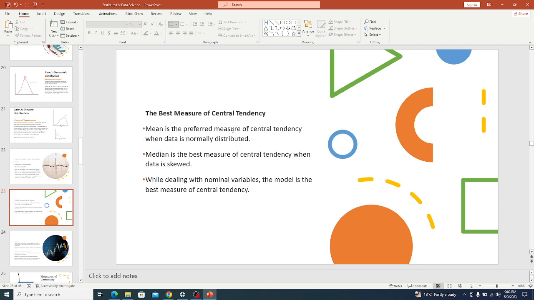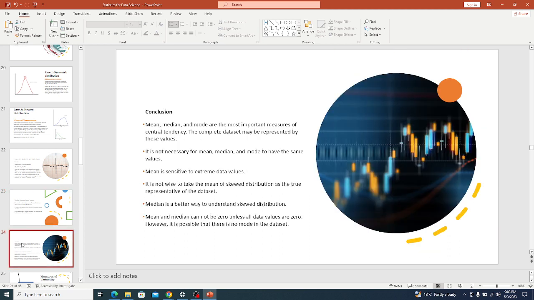Now, the best measure of central tendency. Mean is the preferred measure of central tendency when data is normally distributed. Median is the best measure of central tendency when data is skewed. While dealing with nominal variables, the mode is the best measure of central tendency. But we usually say, if we want to make conclusions, don't rely on mean only. Please rely on all the measures of central tendency to make your decisions.